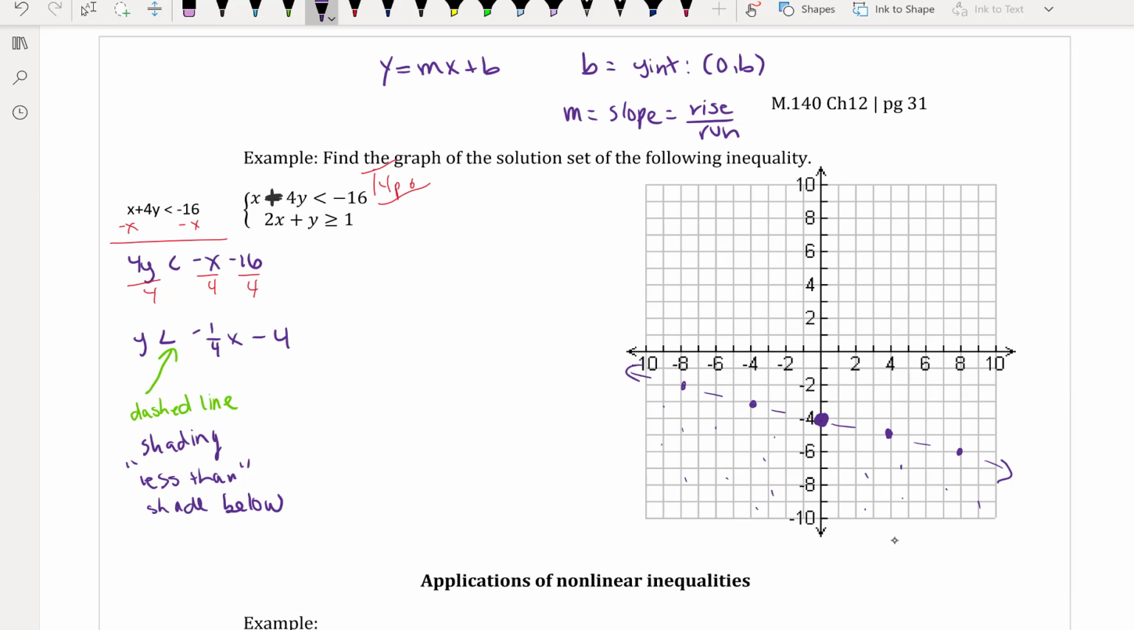Now I'm going to be dealing with my other equation. For my other equation, I have 2x plus y greater than or equal to 1. So I am going to subtract 2x from both sides. That's going to get me that y is greater than or equal to negative 2x plus 1. So that means my y-intercept's at positive 1. My slope is negative 2 to the right 1, or I could have gone up 2 to the left 1.